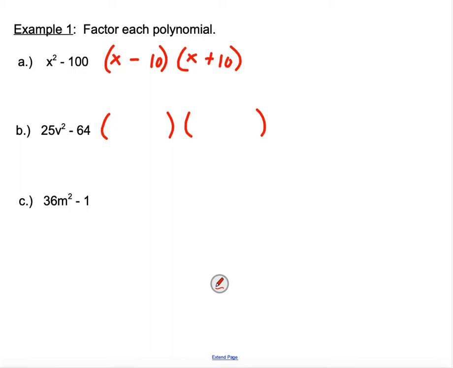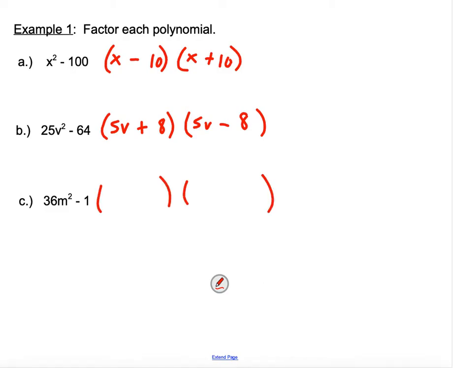What's the square root of 25? It would be 5. What's the square root of v? It would be v. What's the square root of 64? It'd be 8. And then one's a plus and one's a minus. And that only works in this case where you've got two terms and you can find the square root of the first term and you can find the square root of the last term there, and they're connected by subtraction.